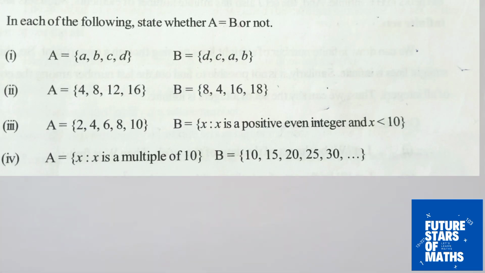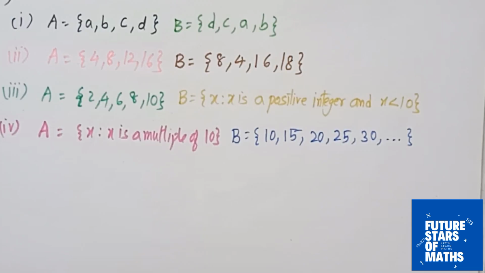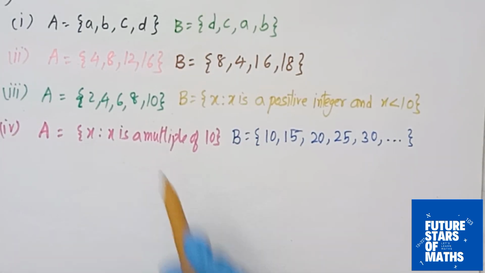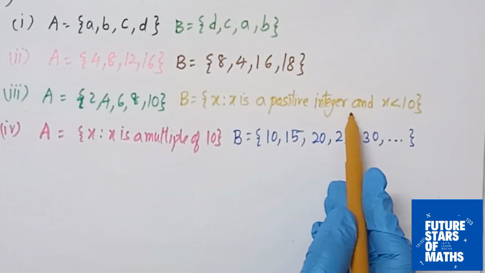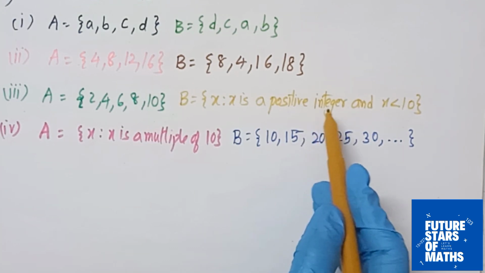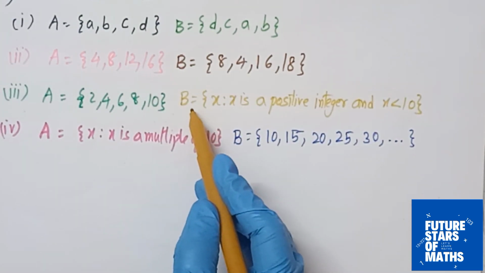The next sum is again: in each of the following, state whether A equal to B or not. The same sums are given again here. Few are given in set builder form. First we'll change that to roster form. So here in the third bit, we have to change the set builder form into roster form.